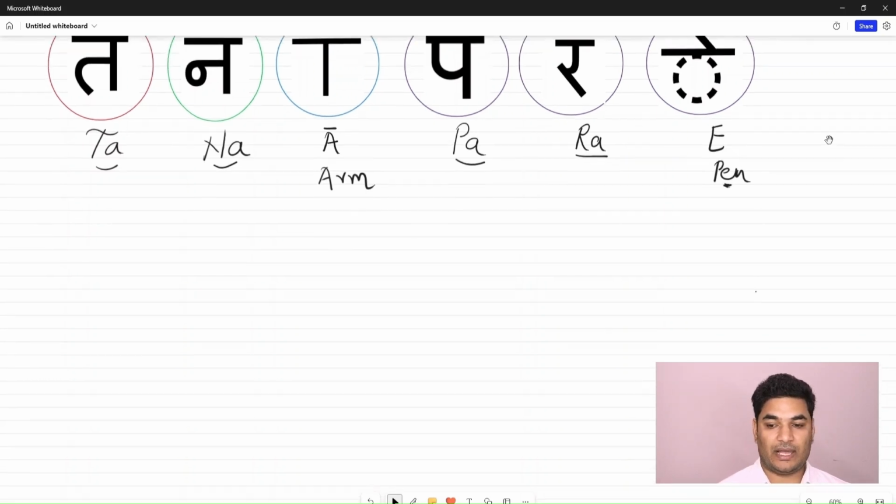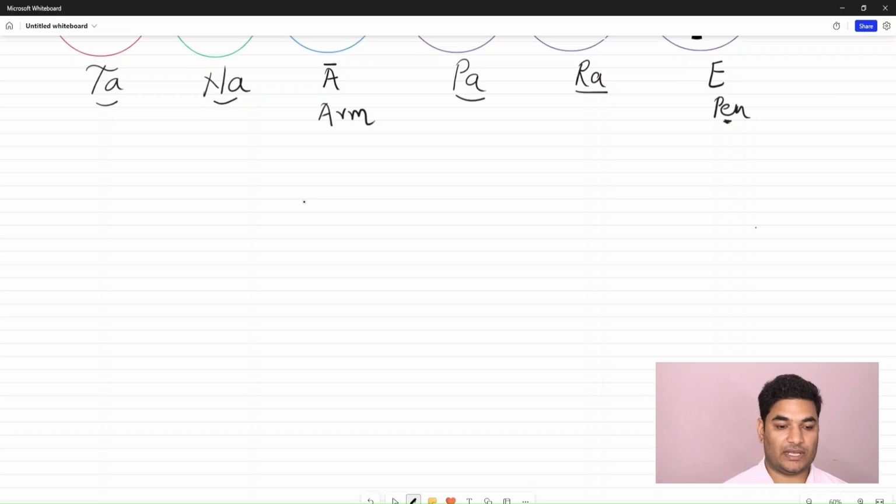Fine. Today again what we are going to learn is a matra written like this: a vertical line, stem of a, and then an inverted U or upside down U on the horizontal line like this.